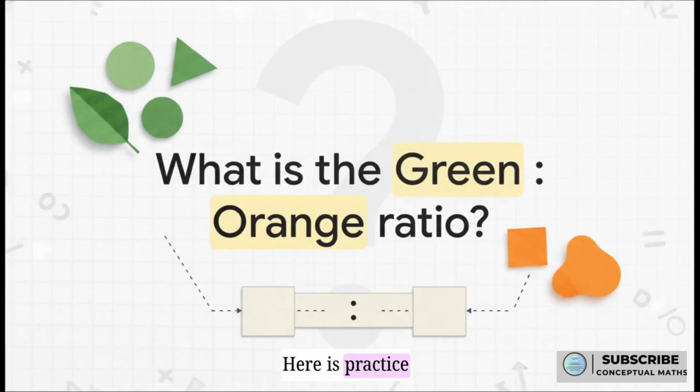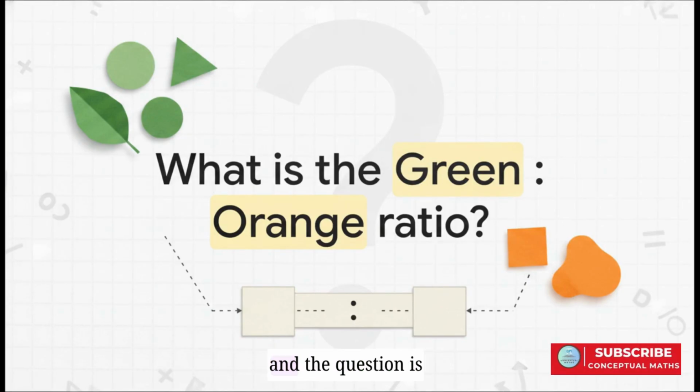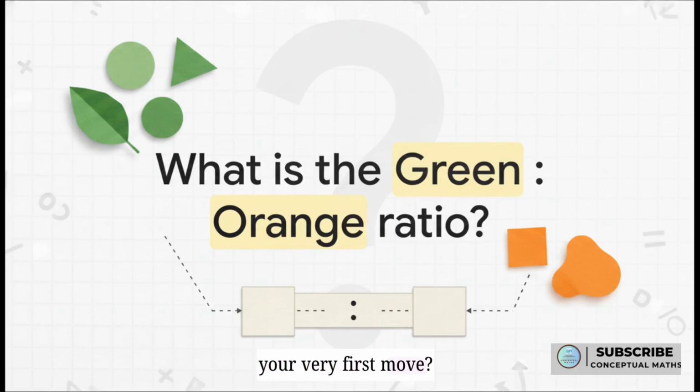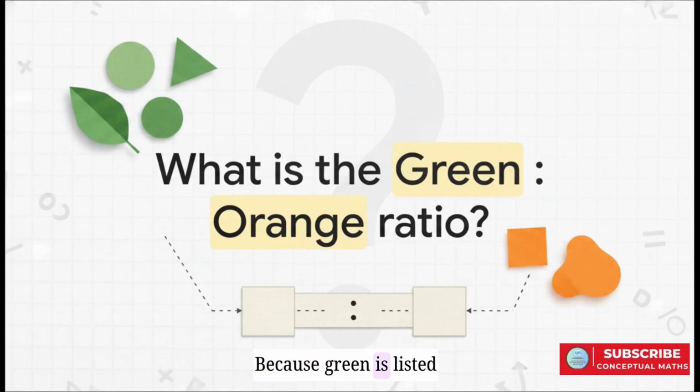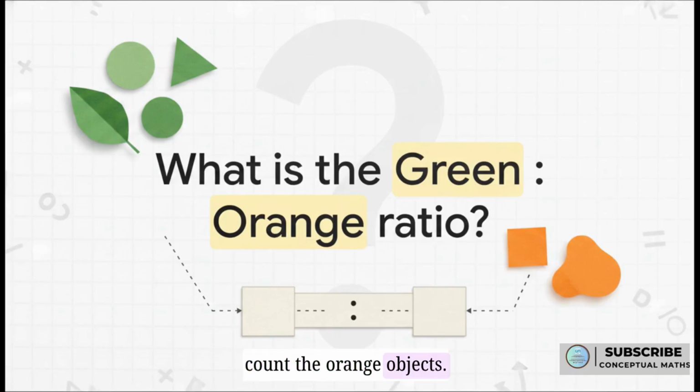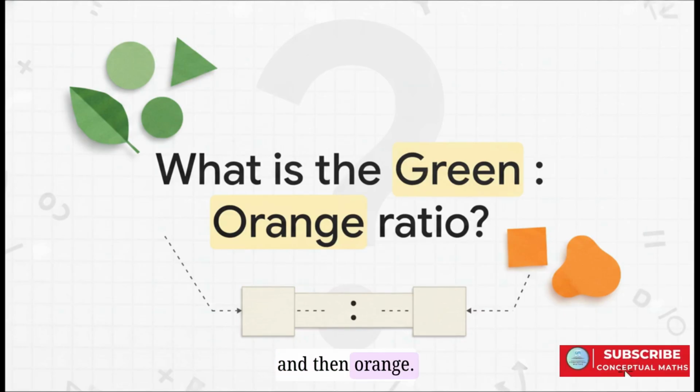Okay, here is practice question number 1. We're looking at some green and orange objects, and the question is asking for the ratio of green to orange. So, what's your very first move? You count the green objects first. Why? Because green is listed first in the question. Once you've got that, you count the orange objects. After you have both numbers, just fill in those blanks. Green comes first, then your colon, and then orange.